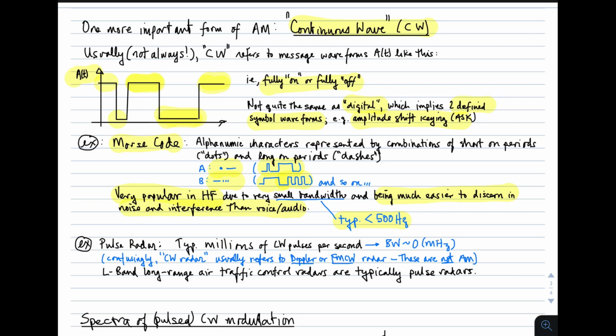So Morse code-based CW AM communication is quite popular in these applications where you need extraordinarily small bandwidth and you need to be able to work in the presence of noise and interference.